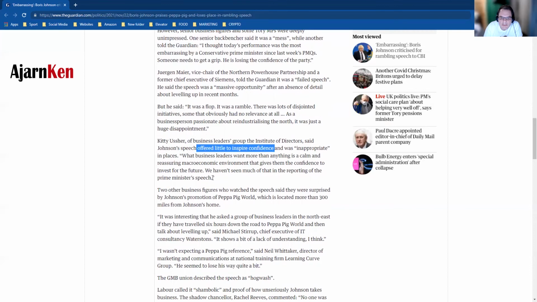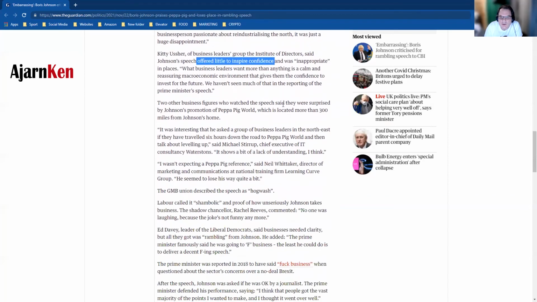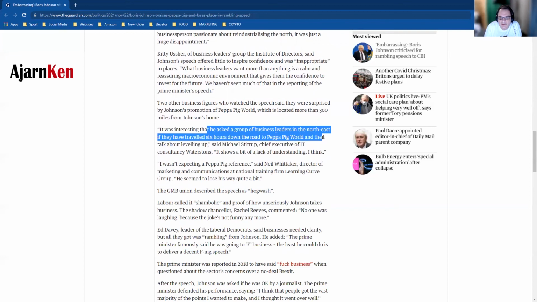Two other business figures who watched the speech say they were surprised by his promotion. It was interesting that he asked a group of leaders in the Northeast if they had travelled 6 hours down the road, and then talking about levelling up. So what they're all doing here is they're all asking if what the Prime Minister was talking about was relevant to the situation he was in.